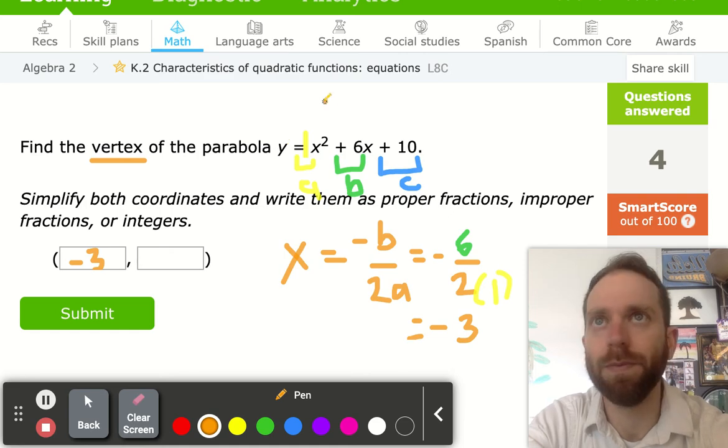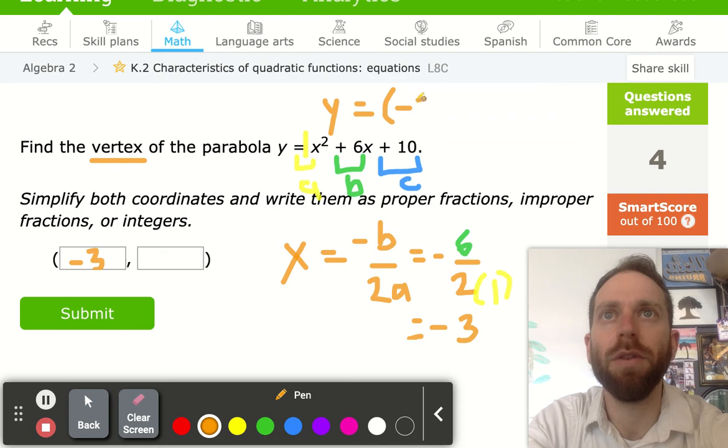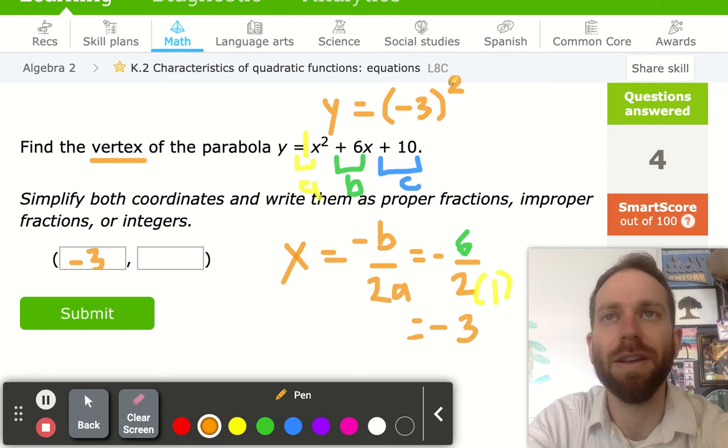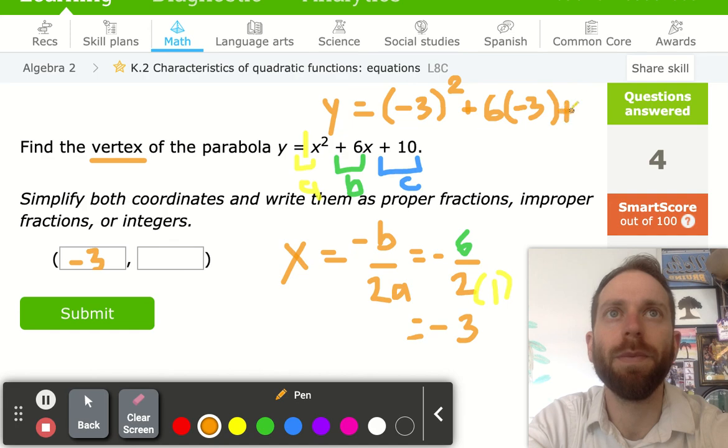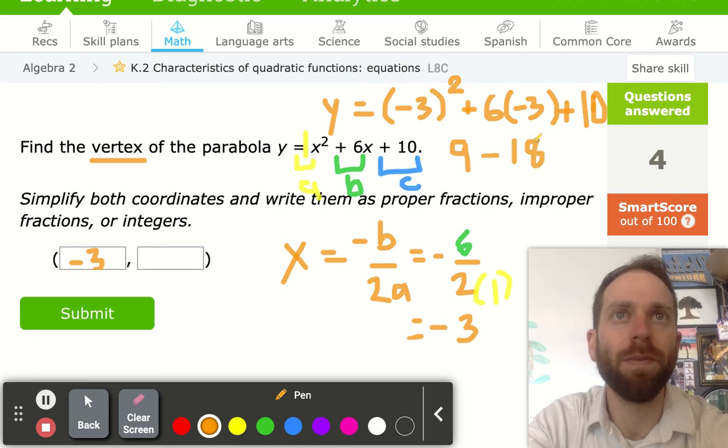Okay, let's do it. y equals quantity negative 3, right? When we substitute it, it's really smart to put in parentheses so that when you square something, you make sure that you multiply the negative by itself. Plus 6 times negative 3 plus 10. Okay, let's simplify this and evaluate it. Negative 3 squared is positive 9. Negative times negative is positive. Positive times negative is negative 18. And plus 10.